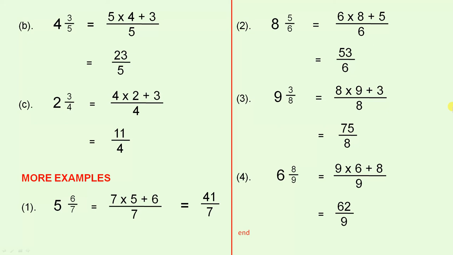So this video has introduced the idea of mixed numbers. Sometimes they're called mixed fractions, and we've seen how to change these mixed numbers or mixed fractions to improper fractions, where the numerator is larger than the denominator.